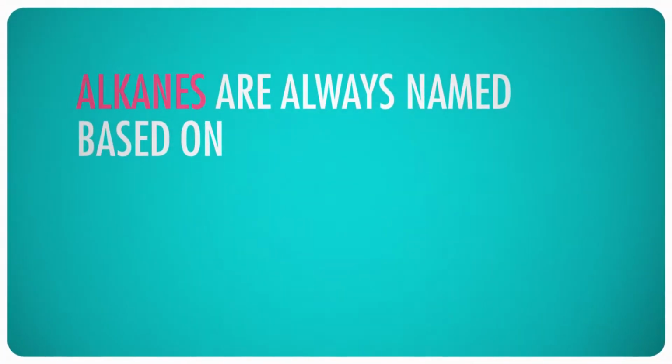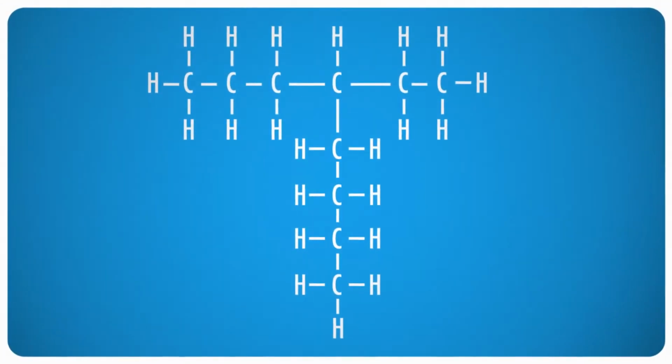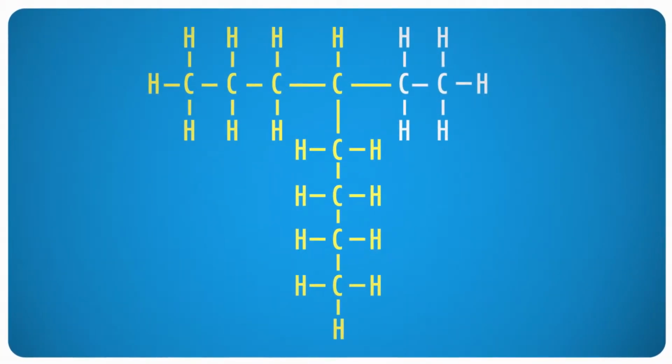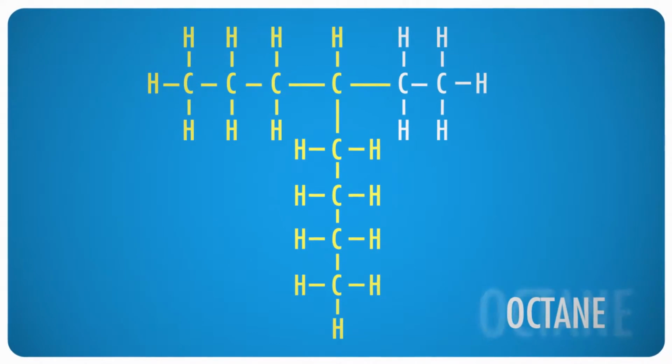Now, there are a few naming rules that are specific to alkanes. First, alkanes are always named based on the longest possible continuous chain in their structure. For example, even though this looks like a 5-carbon chain intersecting with a 6-carbon chain, it actually contains an 8-carbon chain if you look at it close enough. So this is considered an octane, with the 2-carbon chain attached to one of its carbon atoms.